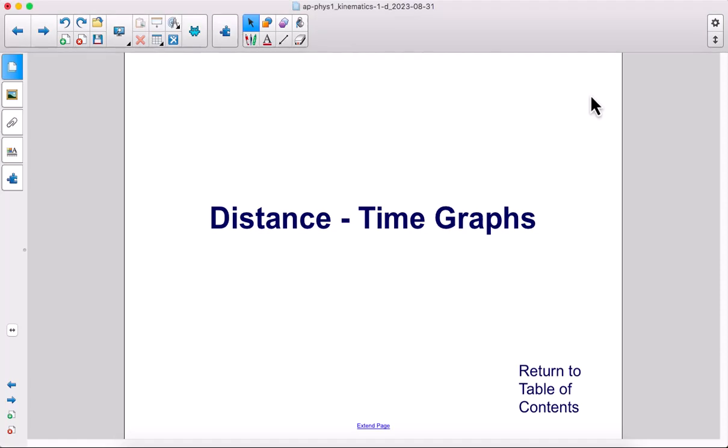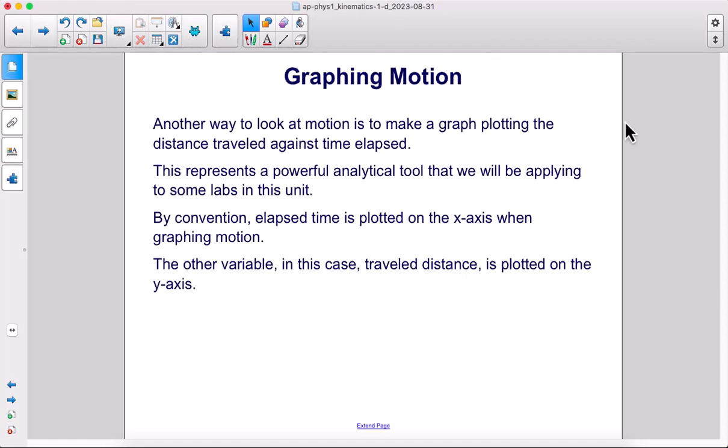Distance-time graphs. Another way to look at motion is to make a graph plotting the distance traveled against time elapsed. This represents a powerful analytical tool that we will be applying to some labs in this unit. By convention, elapsed time is plotted on the x-axis while graphing motion. The other variable, in this case, traveled distance, is plotted on the y-axis.